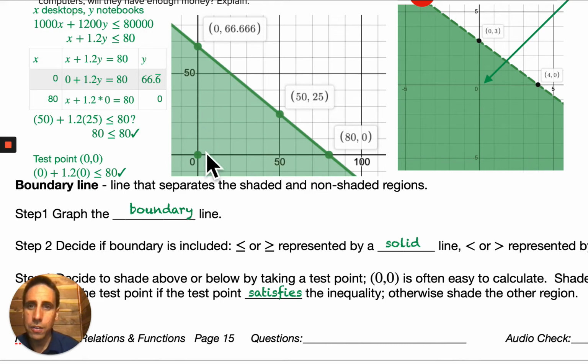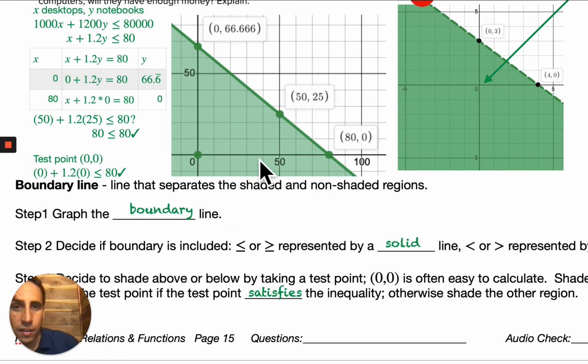Not exactly the best choice when you're looking to buy notebooks, but it satisfies the inequality, and it stays within the budget. You could even venture out a little bit and go 10 of these and 10 of these, 20 of these, 20 of these here. This point right here, 20, 20, would represent getting 20 desktops and 20 notebooks. And yeah, we can see we're within budget. So all of these points individually represent points that have an x and a y coordinate, that when you plug in the x value and the y value, they would satisfy the budget. They'd be less than $80,000.